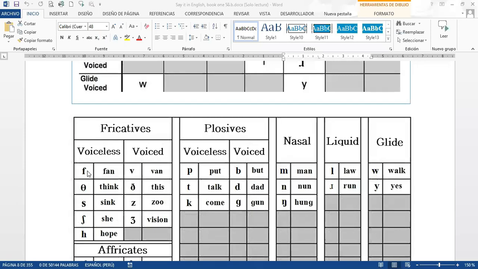So example, we have the F. Example, fan. The equivalent of F is a different kind of sound because this is voiceless and voiced. The fricative sounds are divided in two groups, voiceless and voiced. The voiceless are the ones that are produced without participation of the vocal cords, but the V sound is a voiced sound. So it means when we pronounce this sound, there is a vibration of the vocal cords. So we have this fan, but this is van. Okay, very similar.